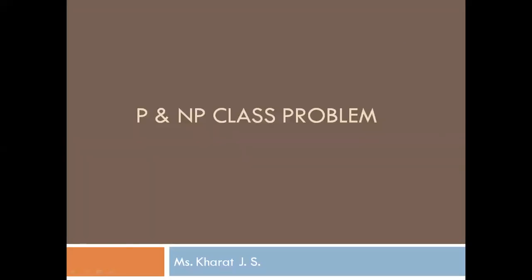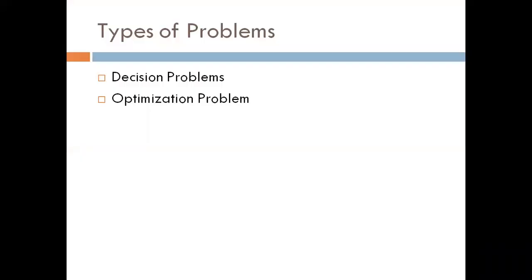Okay, in today's video, we'll start with the P and NP class problem. Problems are divided into different types; here we consider two types: decision problems and optimization problems. First, decision problems are problems for which the solution is yes or no. And second is the optimization problem, that is minimization or maximization. That comes under optimization problem.